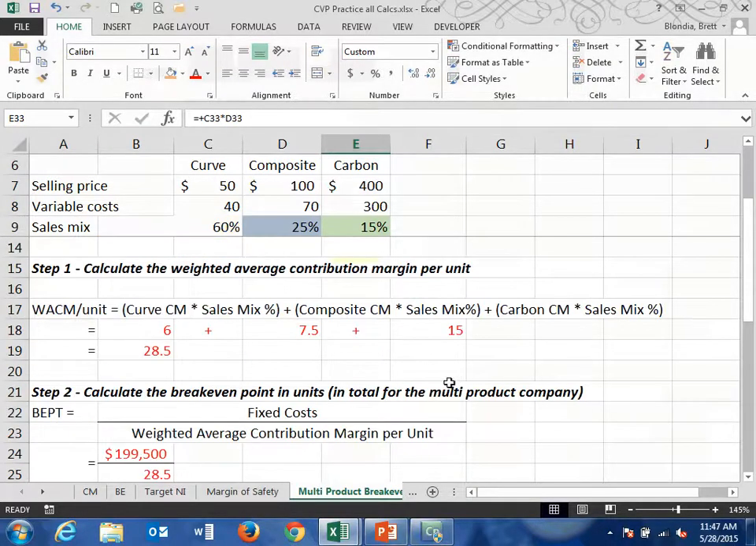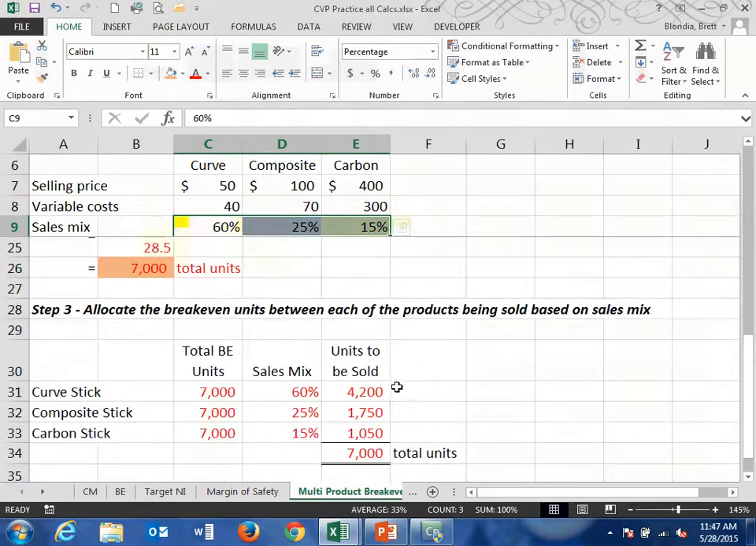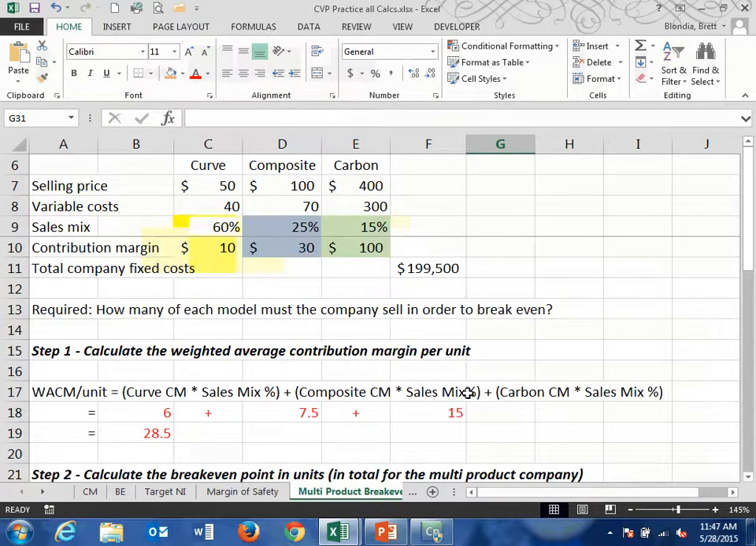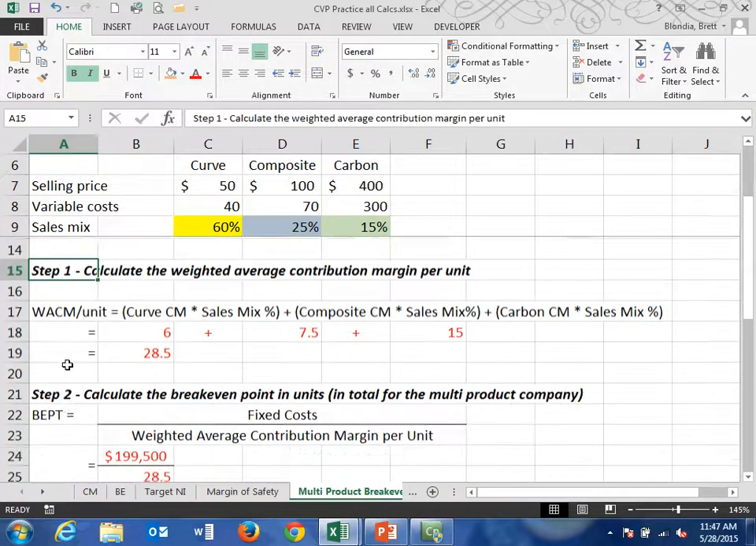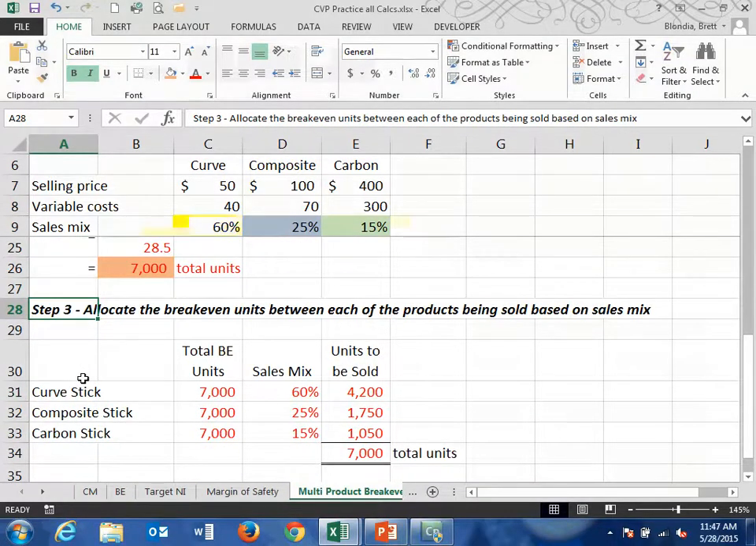Now, if the sales mix changed for any reason, you would have to redo all this work. The main assumption that we have to make here is that this sales mix is going to stay constant so that we can do this allocation at the very end. But that, in a nutshell, are the three steps for calculating the break-even point for a multi-product company. Step one was to calculate the weighted average contribution margin per unit. Step two was to calculate the break-even point in units, in total for the company. And then step three is to allocate out that total break-even point into the individual models.